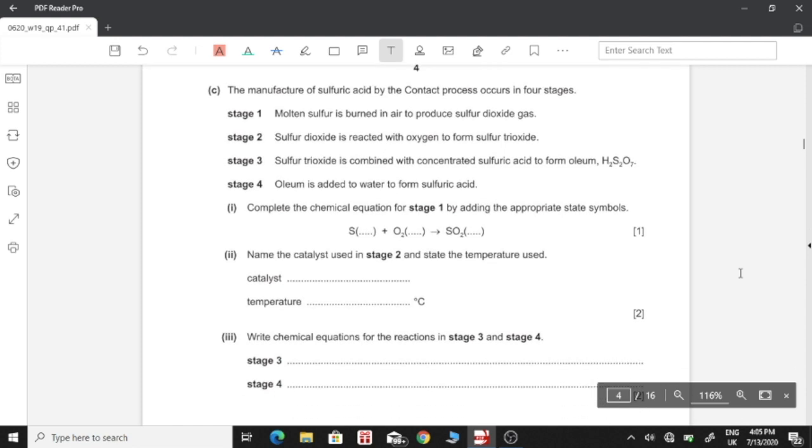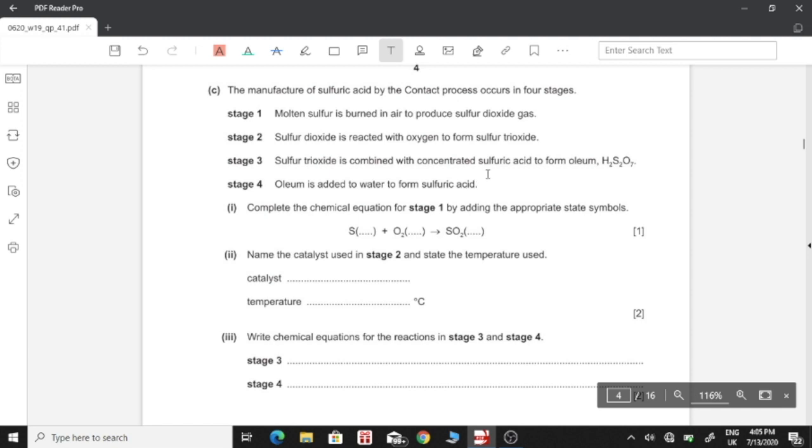Moving on to part C. The manufacture of sulfuric acid by the contact process occurs in 4 stages, and so we have got the 4 stages over here. Molten sulfur is burned in air to produce sulfur dioxide gas, and then it is reacted with oxygen to further form sulfur trioxide, which is then combined with sulfuric acid to form oleum, and then we add water to make it a dilute version and turn it into sulfuric acid.